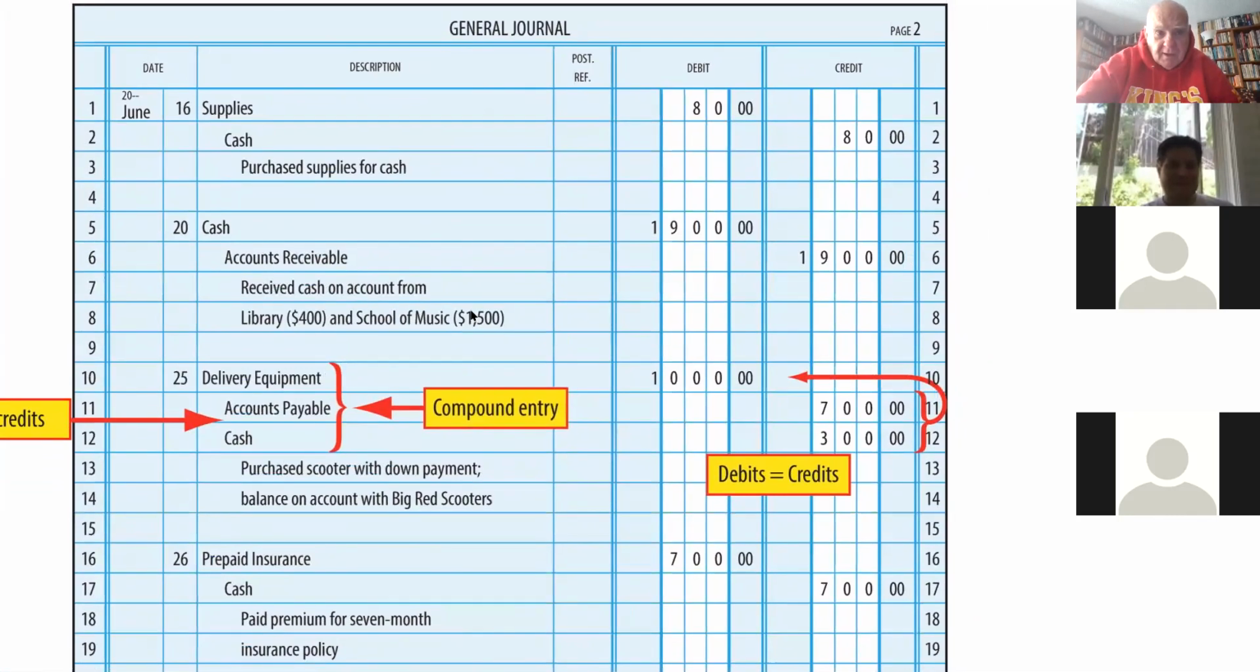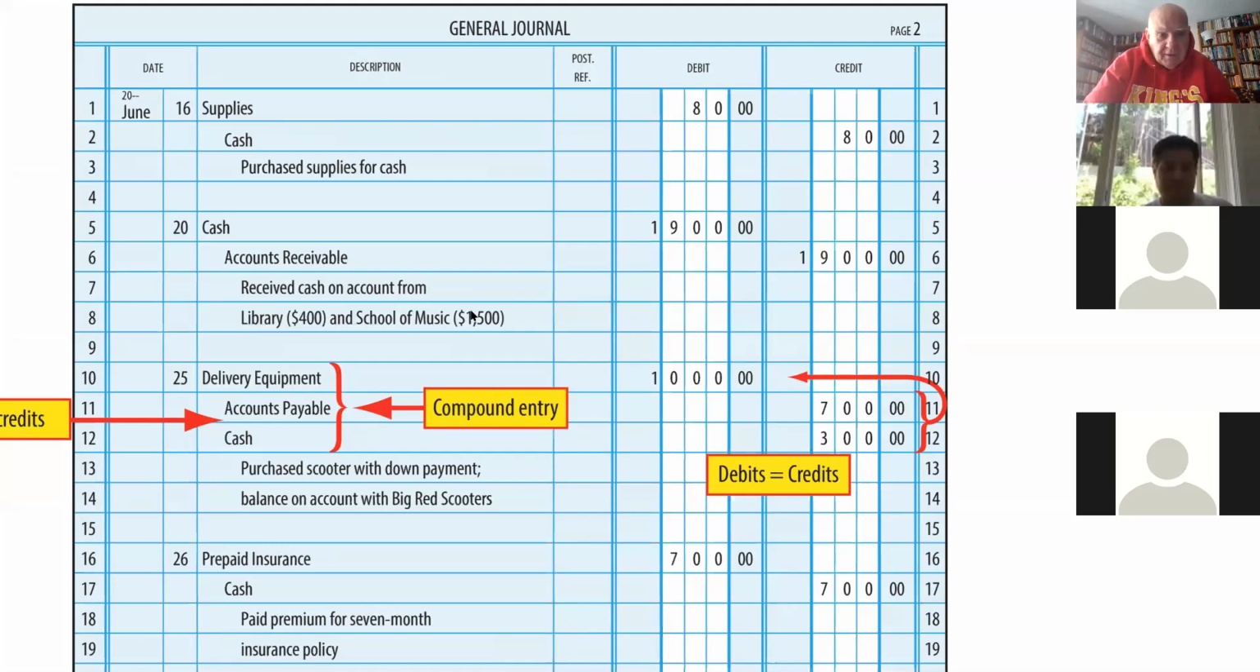Supplies, we bought supplies on the 16th of June. We debit supplies, which increases the asset, and we credit another asset called cash. Purchase supplies for cash. If it just said to purchase supplies, that would be better, I think.